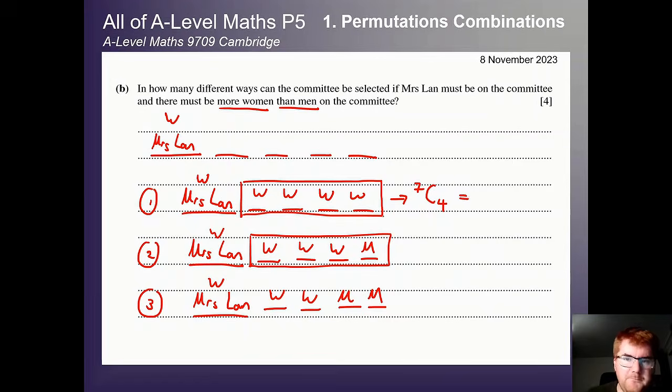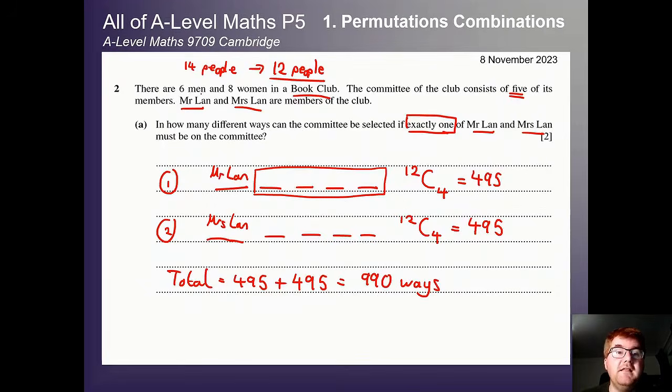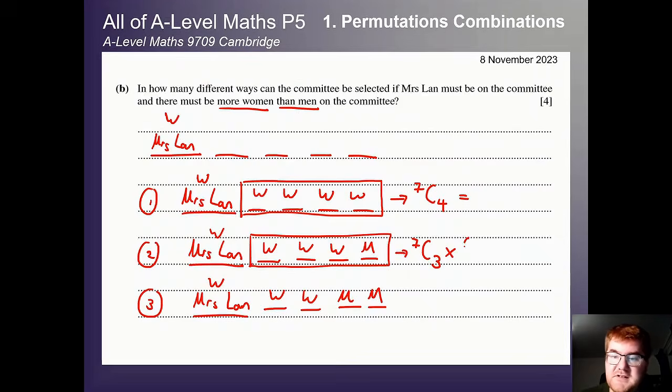The next one here, well, we have 7 women, but we want to only choose 3 of them, and then we have 1 man to be chosen from the other 6 people. So 6 choose 1. I want to choose 1 man from that collection of 6 men that are there. Then if we do the last part, we have 7 choose 2. So we want to choose 2 women from the 7 women that are available. And then we want to choose 2 men from the 6 men that are available.